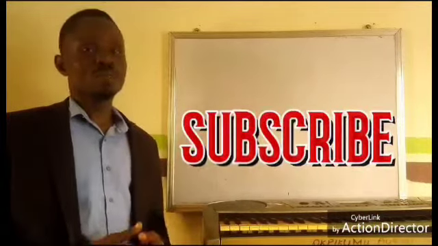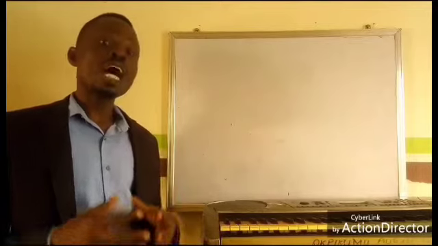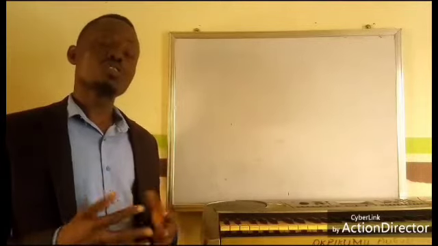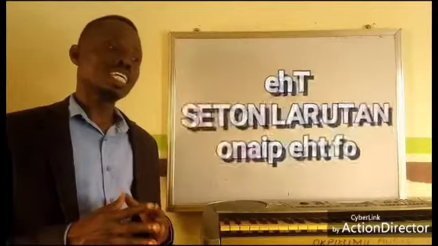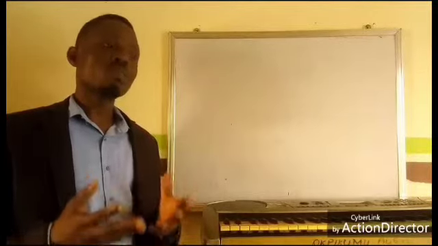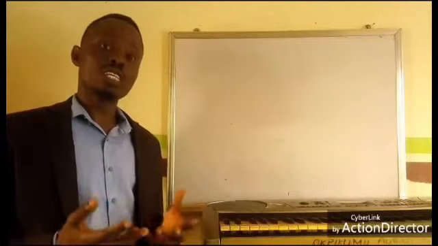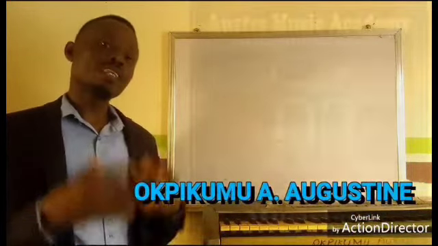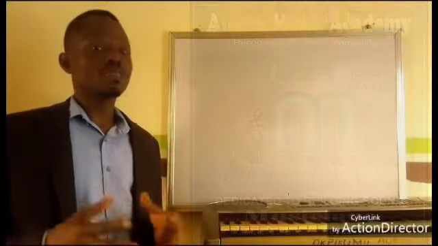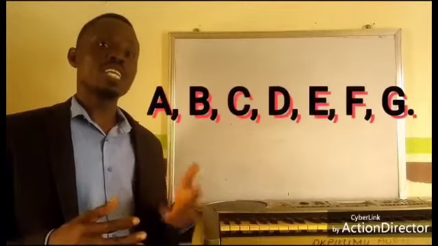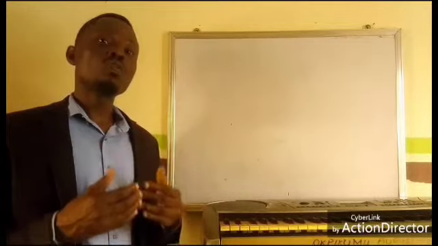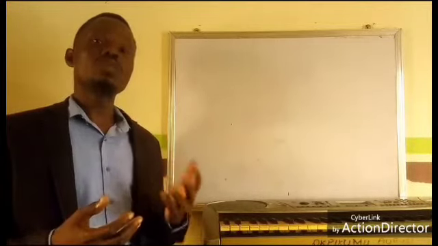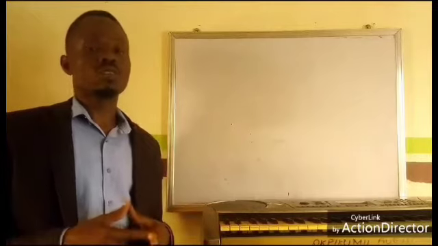In the last video I taught you the natural notes of the piano, and we said that the natural notes, the natural sounds in music, are named after the first 7 letters of the alphabet: A, B, C, D, E, F, G. And we were able to identify which note is A, which is B, and so on and so forth.